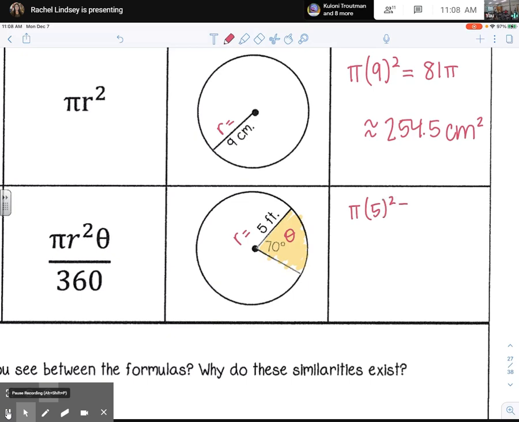Can you use pi 5 squared? Oh, you have to have the space, or you have to have the multiplication? You might, because you have to have that times 72. But probably, I'll do it with that.